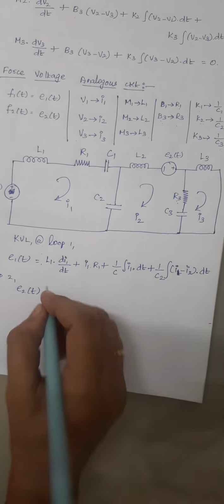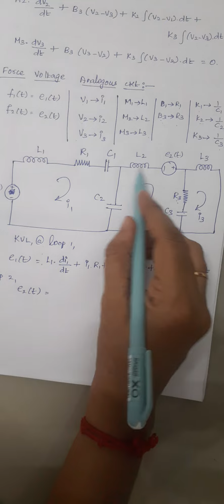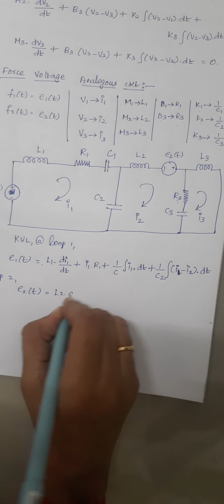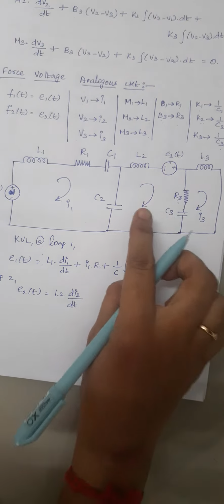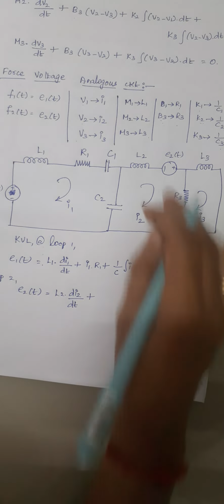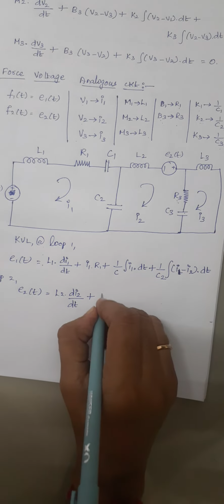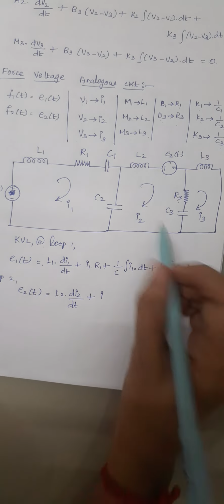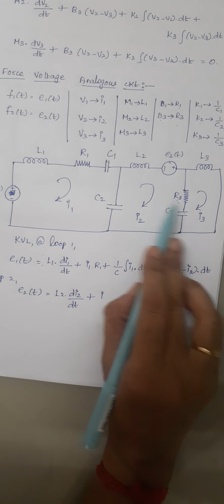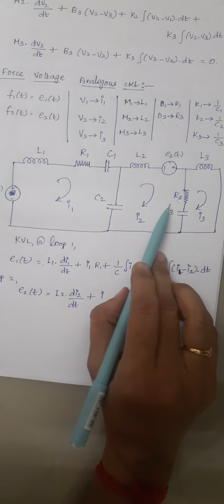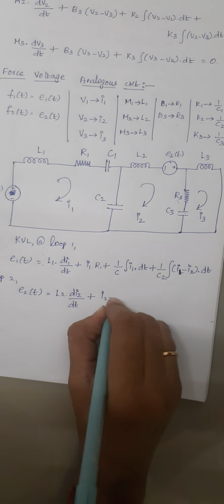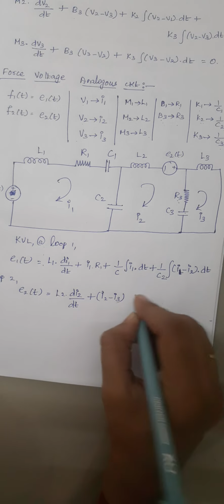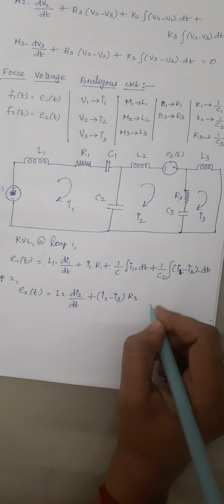So this E2 of t is nothing but, here we are having L2. So L2 into di2 by dt, because current flowing through this loop is I2. Plus again we are having R3. So voltage drop across R3 is connected between loop 2 and loop 3. Now I am considering loop 2. So current flowing through loop 2 should come first. It is nothing but I2 minus I3 into R3. Right.